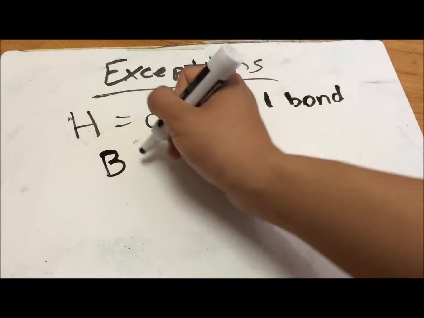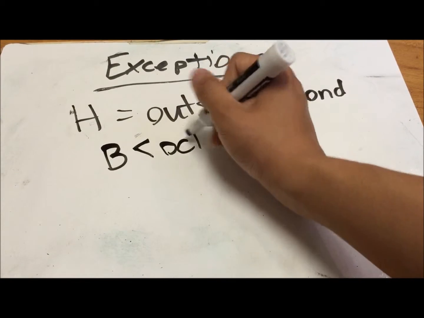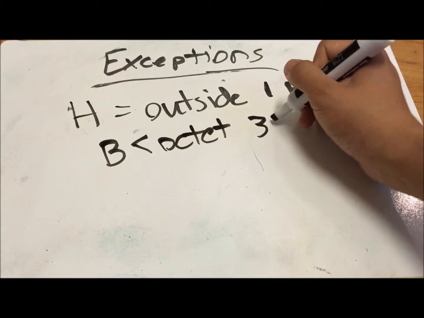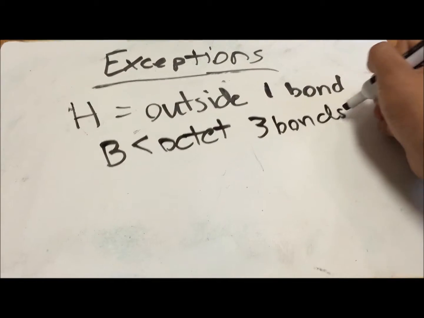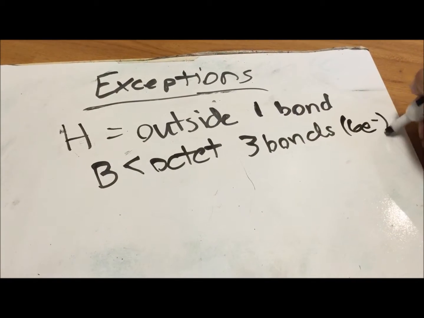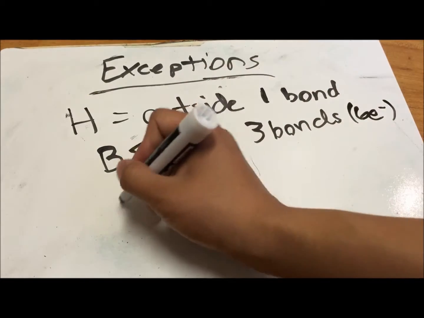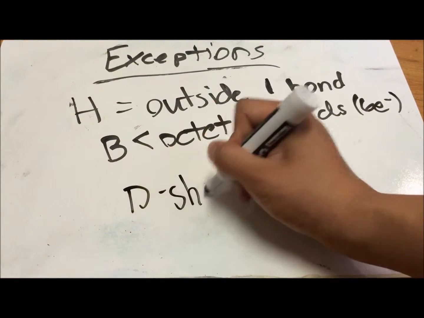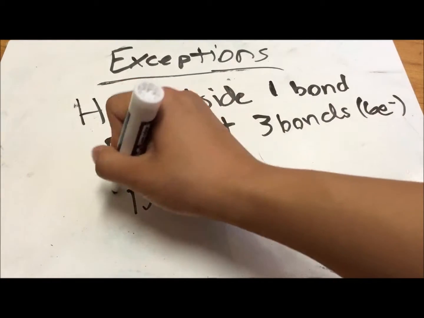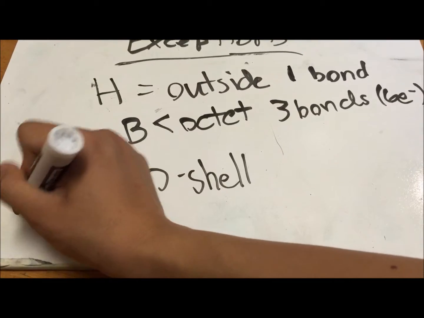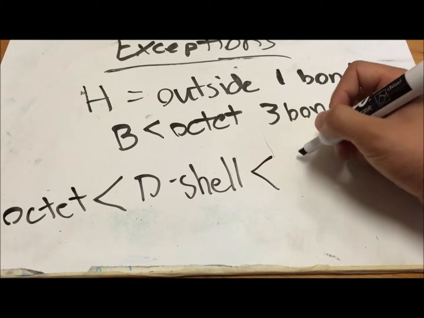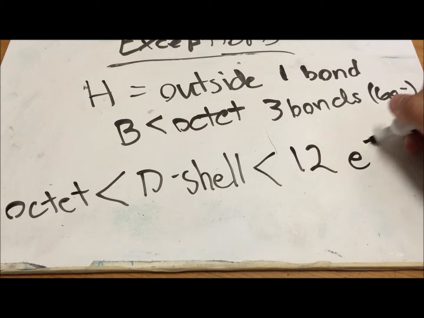Now we're going to move on to boron. Boron, when it's a central atom, will actually have less than the octet rule. This means it will have 3 bonds, which is 6 electrons. Now, another exception is when an atom has a d shell. This means that it can have more than the octet rule, which is 8 electrons, but it cannot have more than 12 electrons.